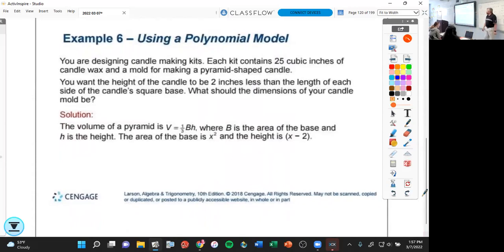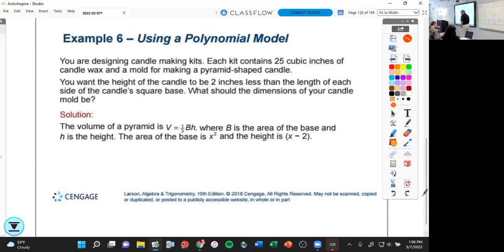You're designing candle making kits. Each kit contains 25 cubic inches of candle wax and a mold for making a pyramid-shaped candle. It's going to be a square pyramid. You want the height of the candle to be 2 inches less than the length of each side of the candle's square base. What are the dimensions of the candle going to be? There's your whole problem right there. That's it.